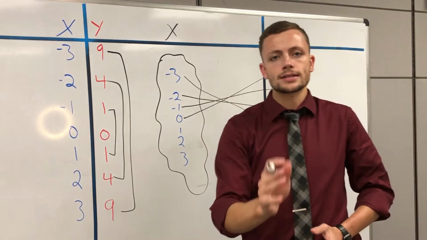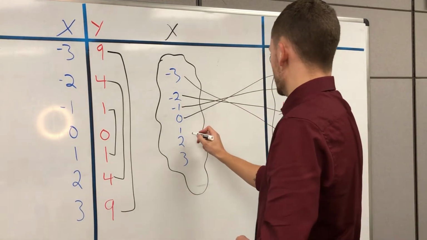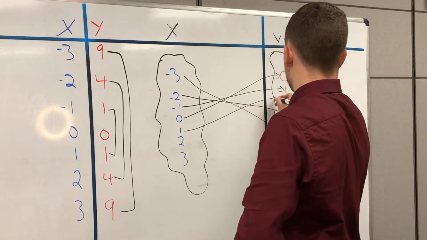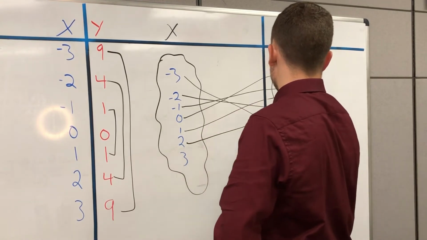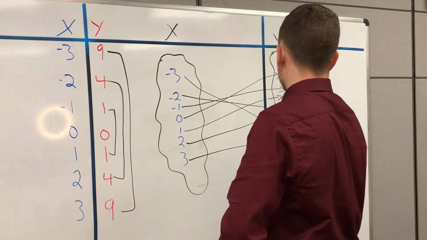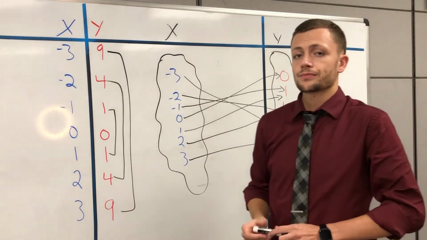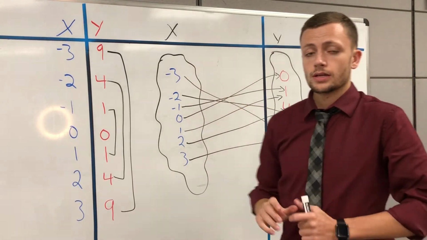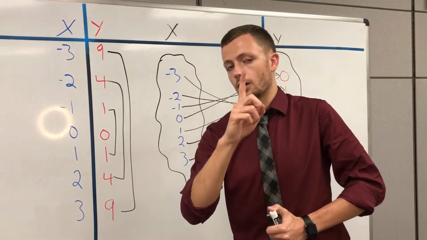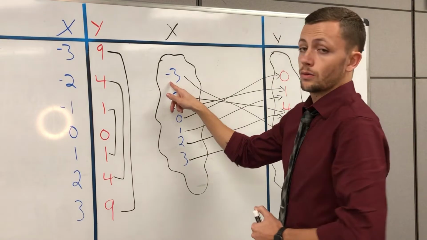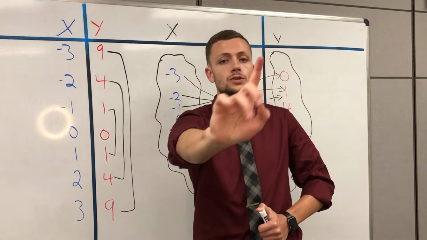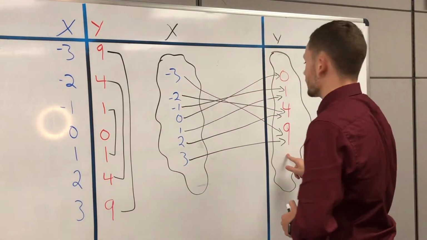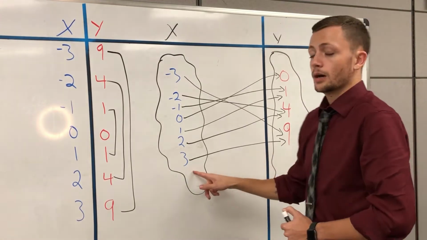But here's the part where it gets a little tricky. When I plug in 1, I get 1. When I plug in 2, I get 4. And when I plug in 3, I get 9. But this is what it is. Every x value, every input has exactly one output. So -3 only has one output, just one output. But it's okay for there to be outputs that have a couple of inputs.